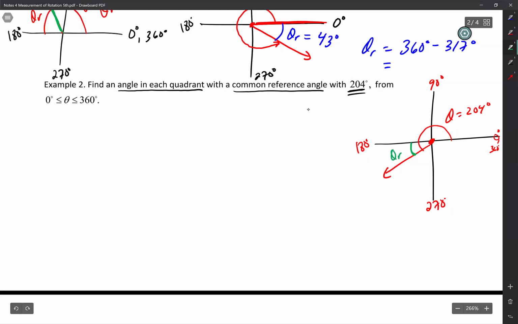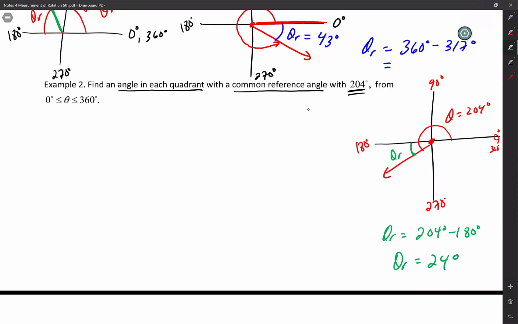They want to know what that reference angle is. So to find that, I'm going to go theta r equals 204 minus 180. So I take my little calculator, 204 minus 180, and I'm not insulting your intelligence. I know a lot of you guys can do that in your head. So I'll go theta r is 24 degrees, and there it is, and that's it. So I found this reference angle.